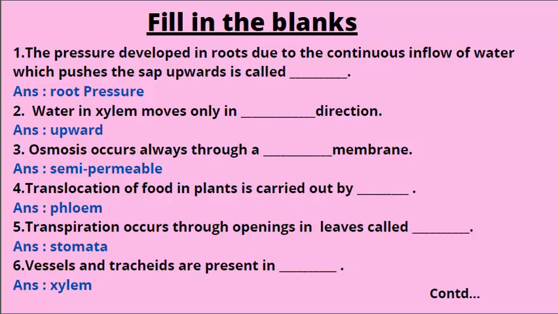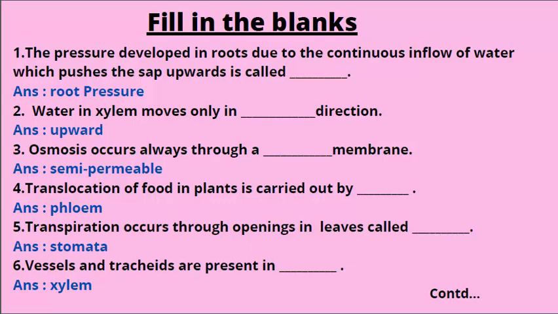Number 2, water in xylem moves only in dash direction. Answer is upward. Water in xylem always moves unidirectionally, always in the upward direction. Number 3, osmosis occurs always through a dash membrane. Answer is semi-permeable. Number 4, translocation of food in plants is carried out by dash. Answer is phloem. Translocation means the distribution of food which takes place in plants, which is obviously done by this phloem tissue. So answer will be phloem.